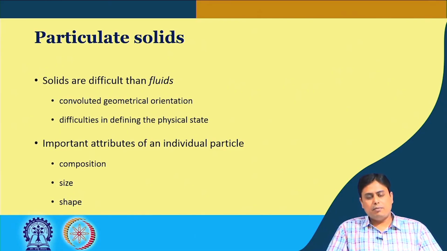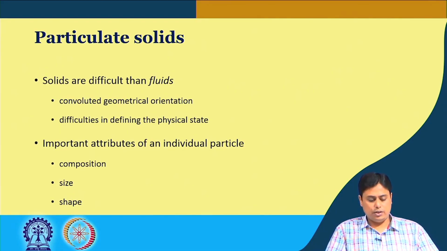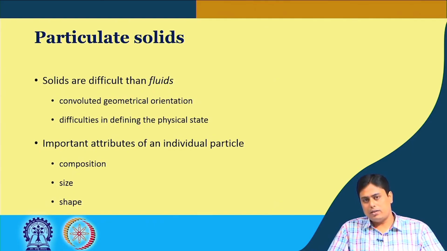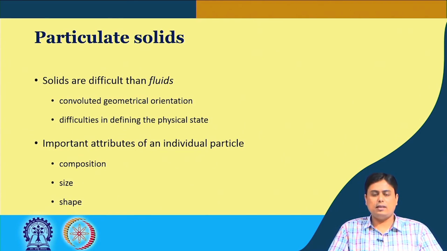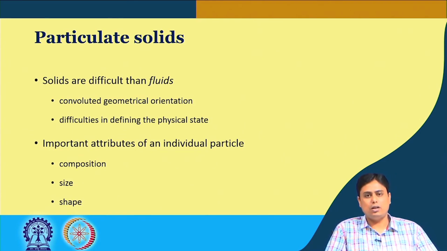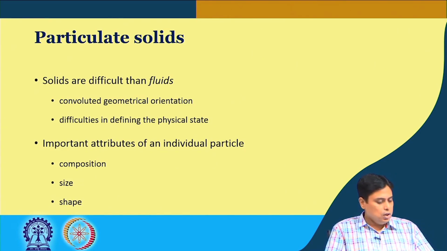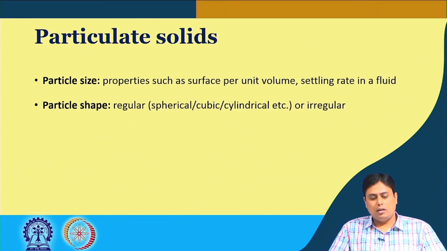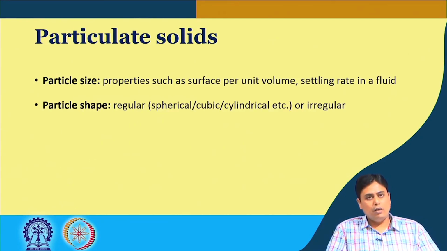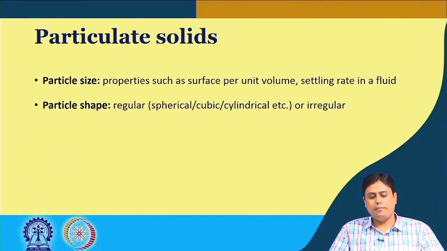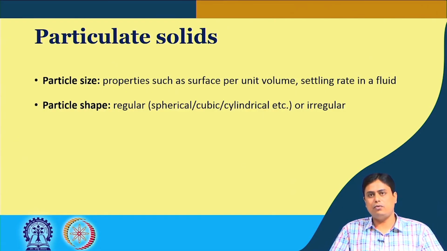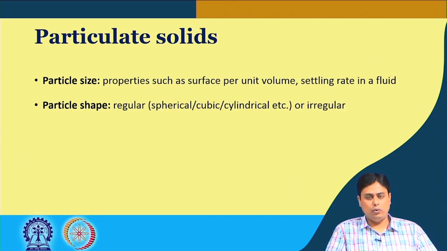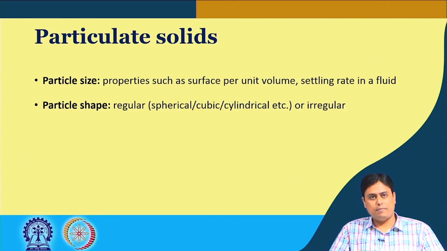Similarly, size and shape are also important features. If it is a regular shape or regular sized particles, then it is easy to define, but in most cases it does not have a particular size or shape. So, what happens is that if you define a particle size, then several properties such as surface area, surface per unit volume, and its settling rate in a fluid can possibly be determined.